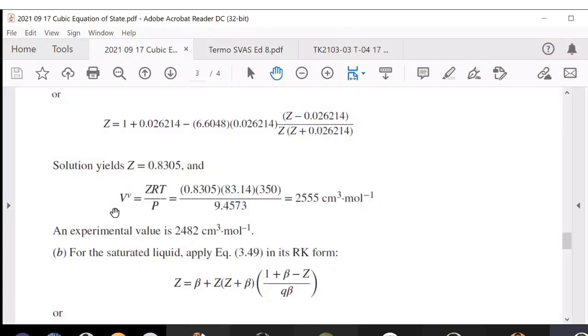So we get the value of the V. This is cubic centimeter per mole. The experimental value that is measured in the laboratory is 2482. So it is not far from the calculated value. Up to this point, are there any questions?